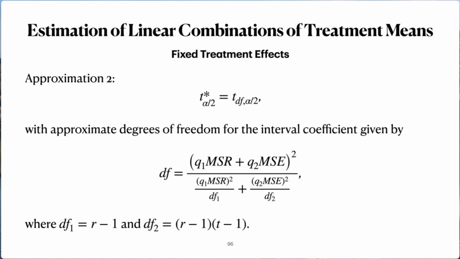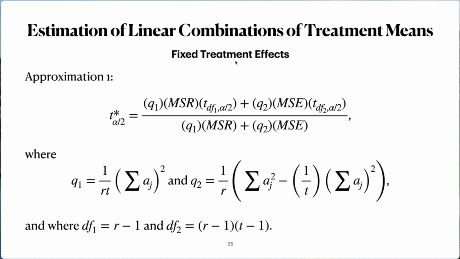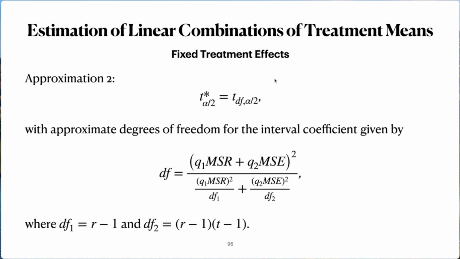Now, the second approximation method sets our approximate interval coefficient, our t star, equal to a value from the t-distribution, the upper alpha over 2 percentage point of the t-distribution with a certain number of degrees of freedom. And so in this approximation method, let me go back one slide, instead of approximating the t-value itself by taking a weighted average of two t-values, we're going to approximate the true degrees of freedom associated with the true interval coefficient.